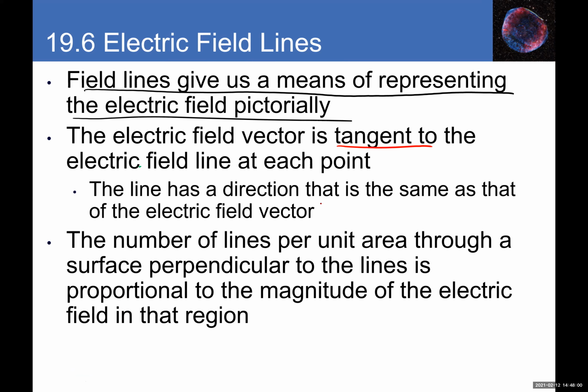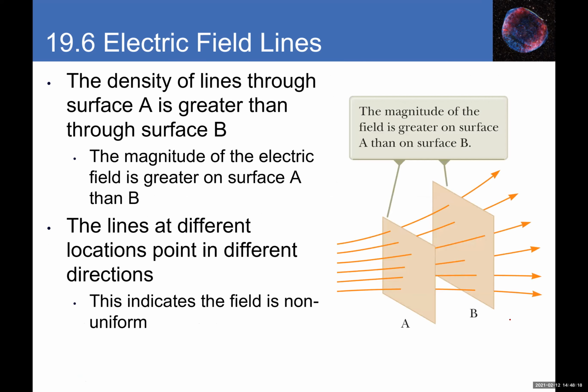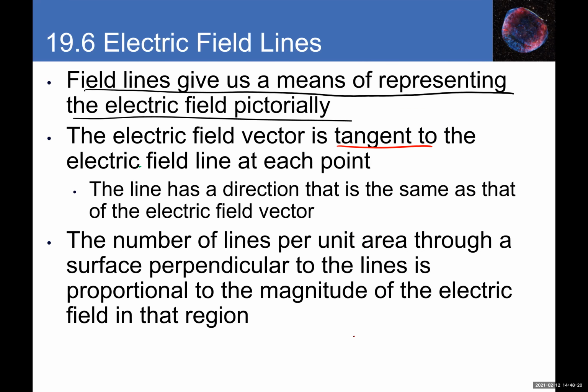The line has a direction that is the same as the electric field vector, and the number of lines per unit area through a surface perpendicular to the line is proportional to the magnitude of the electric field in that region. That means the closer the field lines, the stronger the field. So here's an example. Let me actually do an example here for a point charge. So let's say here's a point charge.